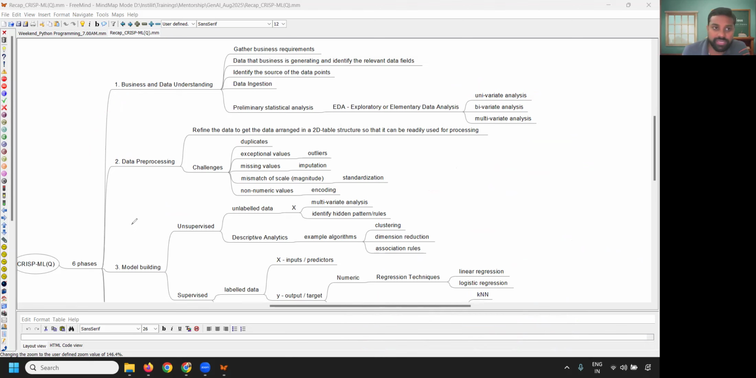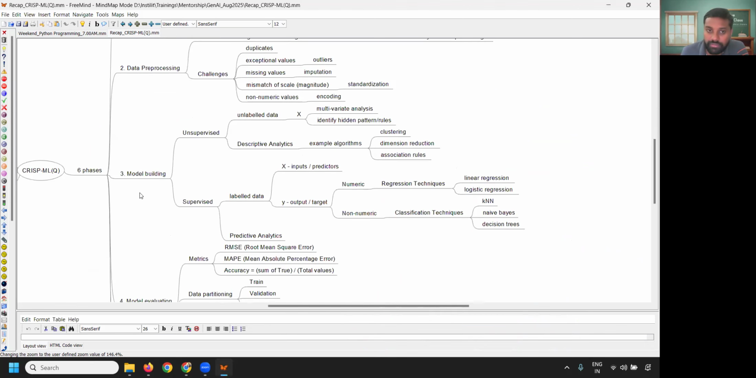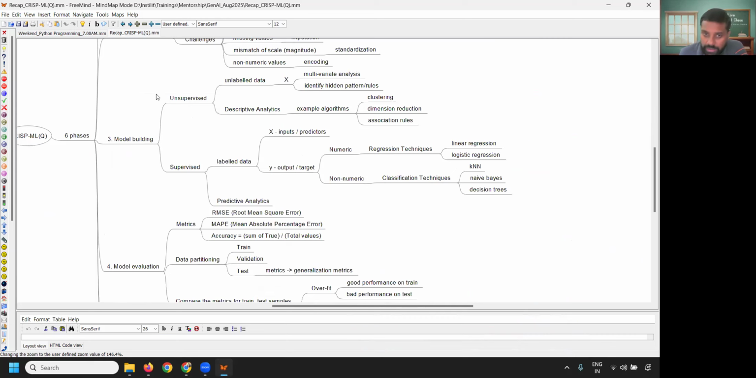And then yesterday we were discussing the model building strategy, unsupervised and supervised strategies. We have unlabeled data for unsupervised learning, whereas we have labeled data for supervised learning. When we talk about unlabeled data, we will have only X, whereas labeled data will contain X as well as Y, the target, explicitly in our data set.